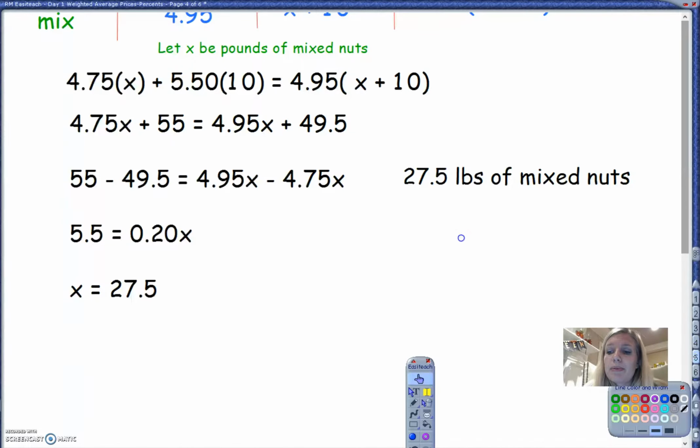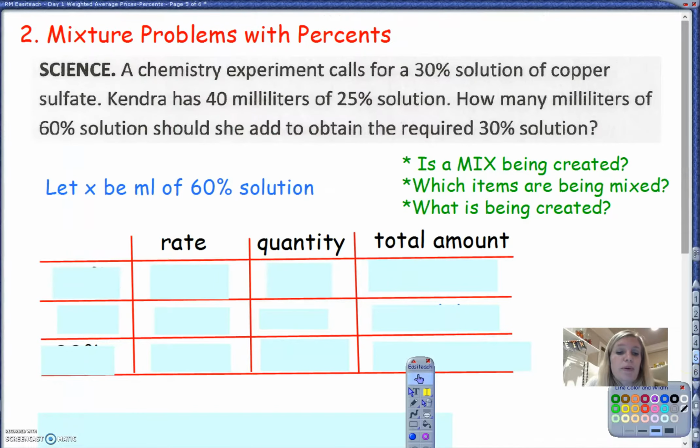Okay. One more type of problem I want to do with you is mixture problems with percents. So write this down. Basically, it's percents instead of the prices that you have had. So very similar. You're going to read it carefully to see what is being mixed and then what is being created. Okay. Remember this word obtain is going to help us too. Obtain the required 30% solution. Okay, so what we're creating then, that word obtain will tell us that we're creating a 30% mix.